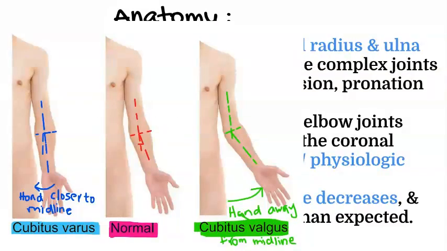This figure shows the left upper limb of a patient. Normal at the midline, you can see there is a physiological valgus. In cubitus varus, you can see the hand is closer to the midline and there is a lateral prominence of the lateral condyle. For cubitus valgus, you can see the hand is away from the midline.